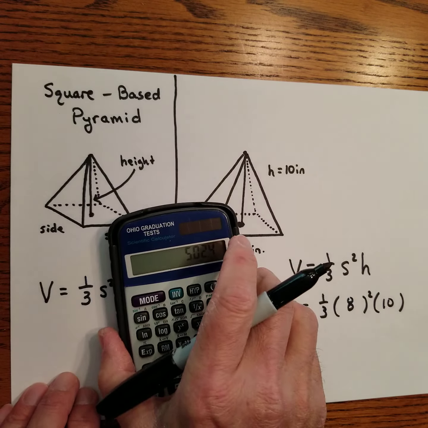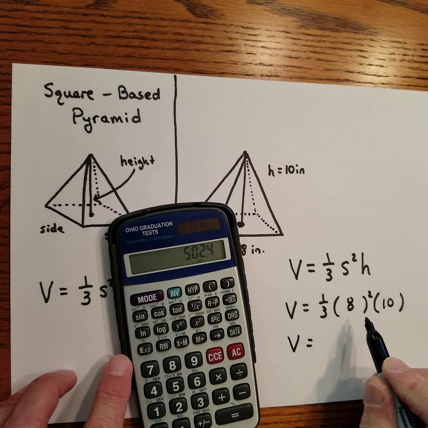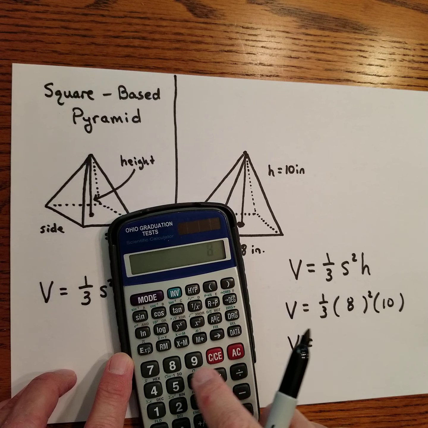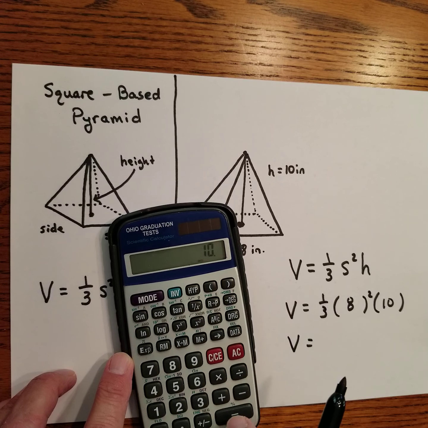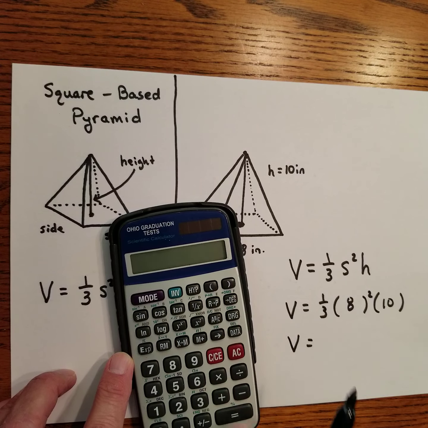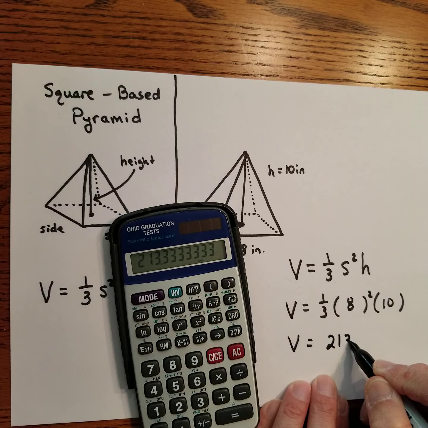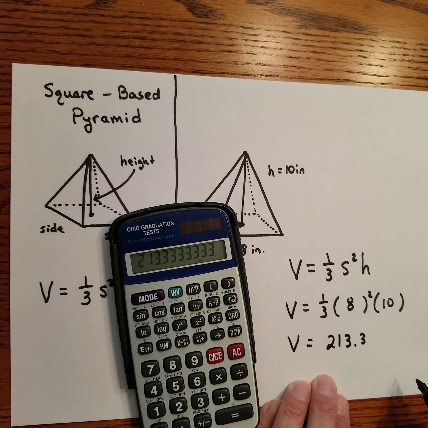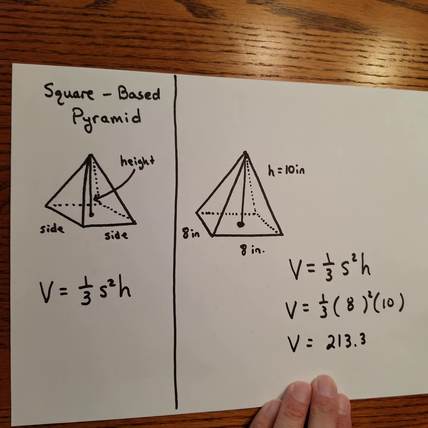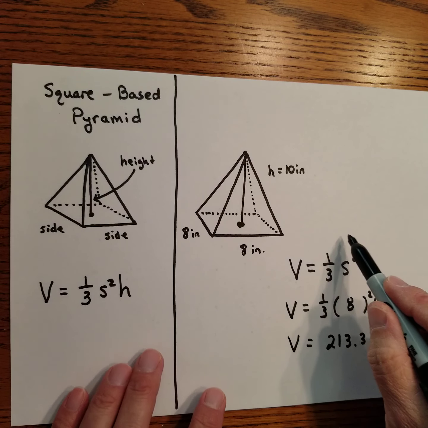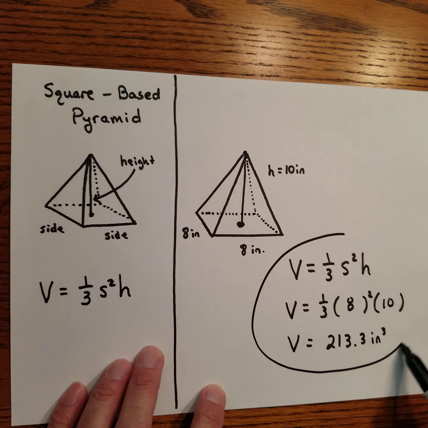Let's try it. 8 times 8 times 10, divide by 3. And my calculator says 213.3. This was in inches. Cubic inches. Beautiful.